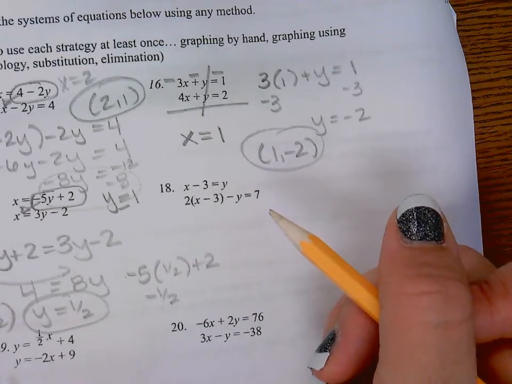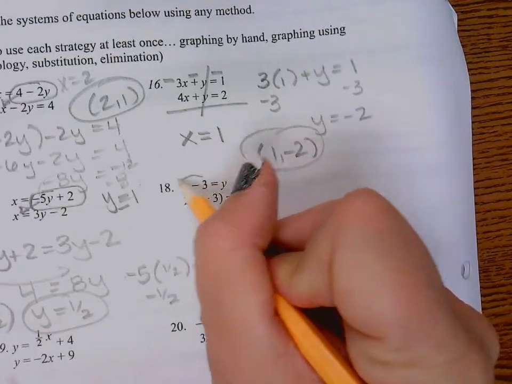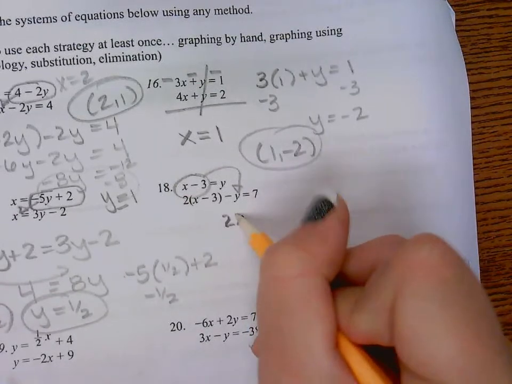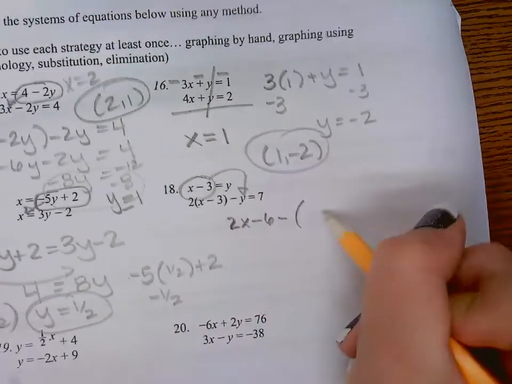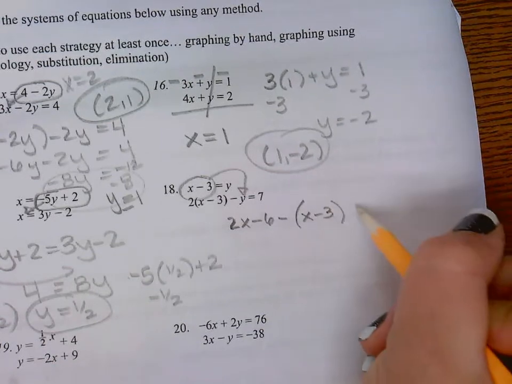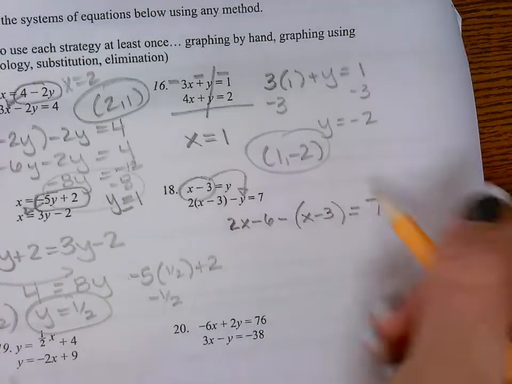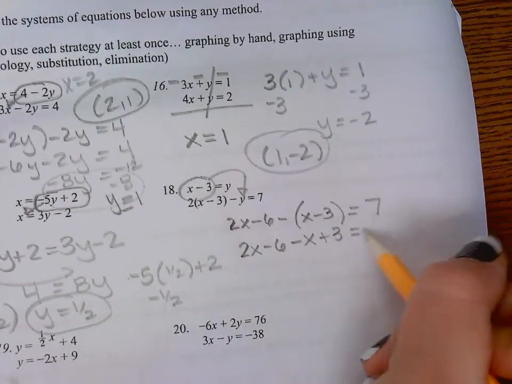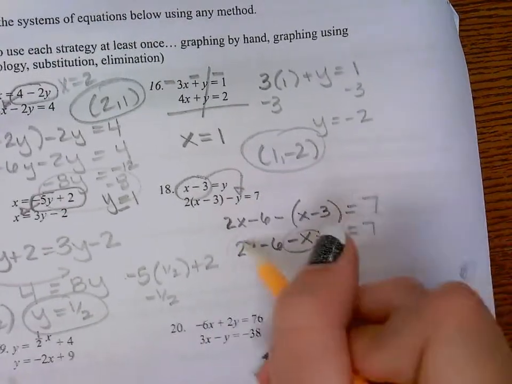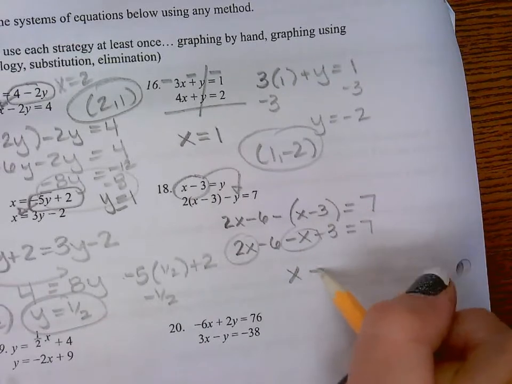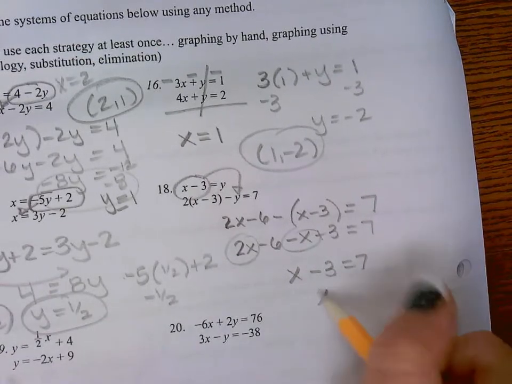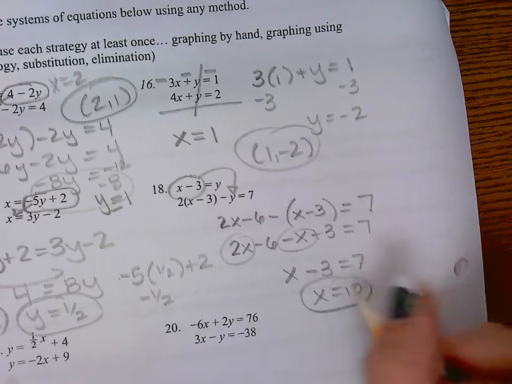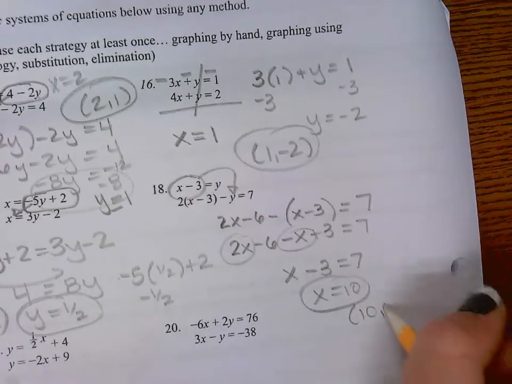On the next one, I could do substitution again. Plug this in for y. So let's do 2x minus 6 minus x minus 3 equals 7. 2x minus 6 minus x plus 3 equals 7. I have a total of x minus 3 equals 7, so x must be 10. And when I plug that back in, it looks like y is 7. So 10 comma 7.